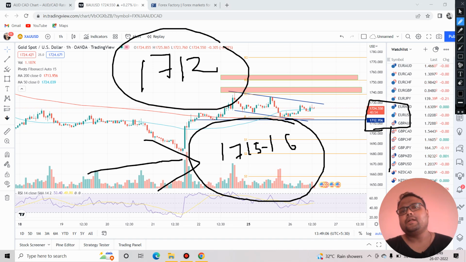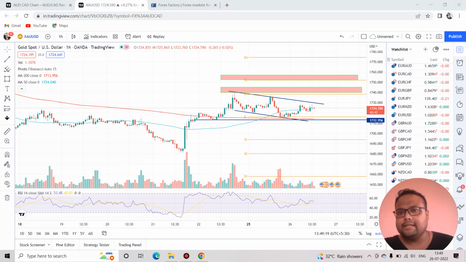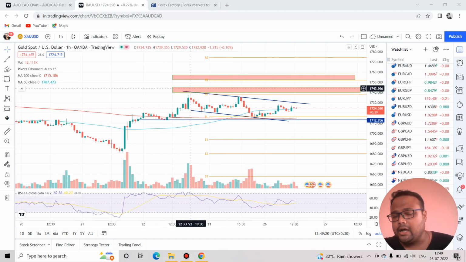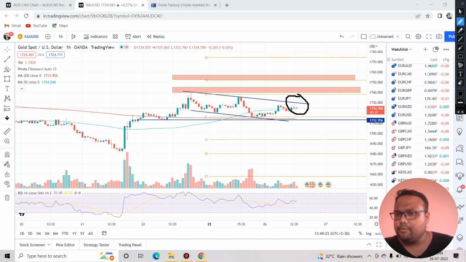So 1715 to 1716, which was a very important support till yesterday, will be a critical level because we may see market breaking this level as well. And right now you can see that market is following a downward channel here. So if you're planning to take a sell position at the trend line here, then you can take a sell position. But personally, I will not suggest anyone to take any position right now.